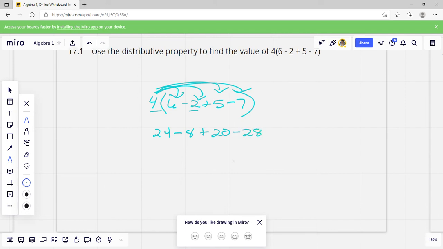So then I'm going to put my positives together first and then my negatives. Right here I've got positive 24 and positive 20. That would be 44. Then my negatives, I've got negative 8 and negative 28. So that would be 36. And then I just subtract. And that's going to be 8.